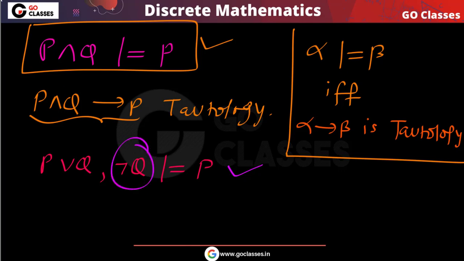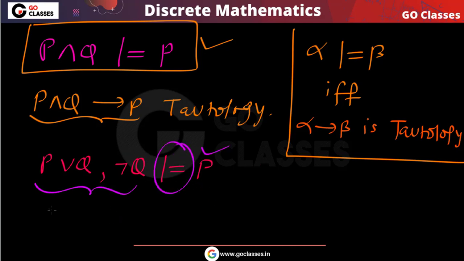Q is false, and this means P or Q is true. So then definitely, because Q is false and P or Q is true, P is true. So I can say that these two infer P.